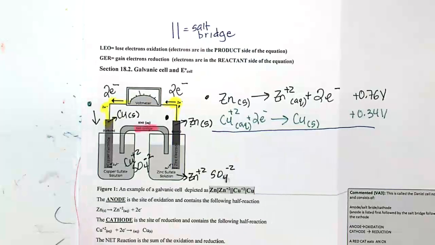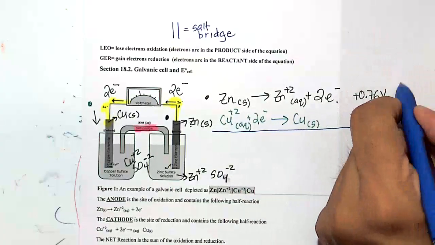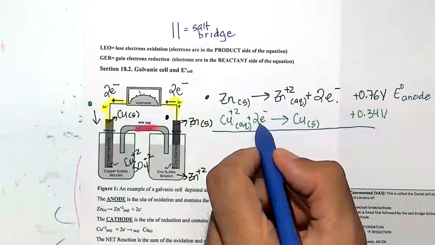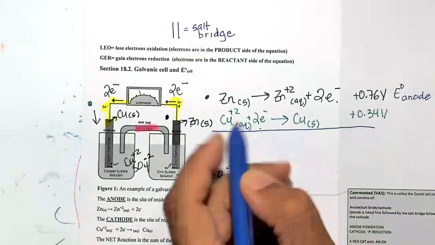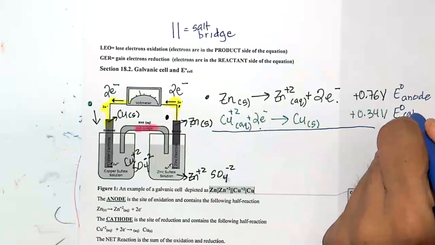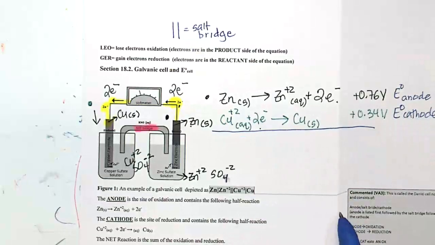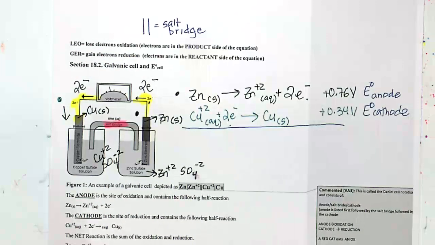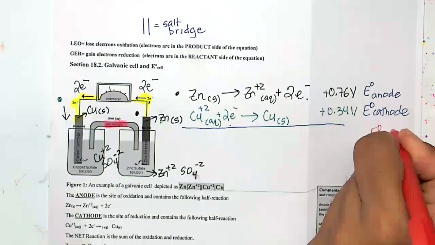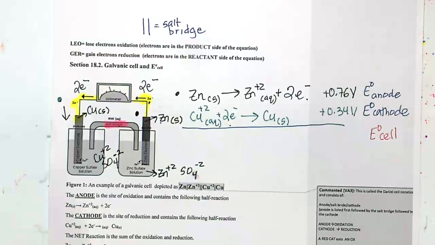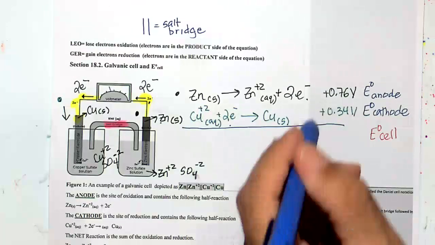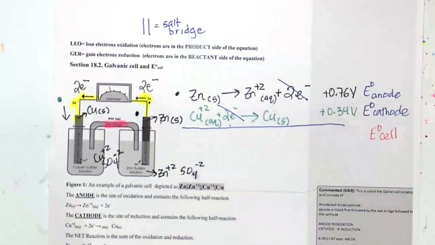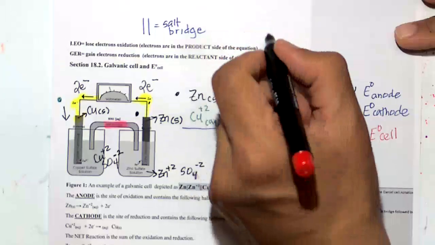Is this oxidation or reduction? This is oxidation. Oxidation happens at the anode. Is this oxidation or reduction? This is reduction, gaining 2 electrons. Reduction occurs at the cathode. Okay, we add these 2 up, we get E cell. How many electrons are being transferred here? This is a 2-electron transfer reaction. You see the 2 electrons cancel out, so this is a 2-electron transfer reaction.